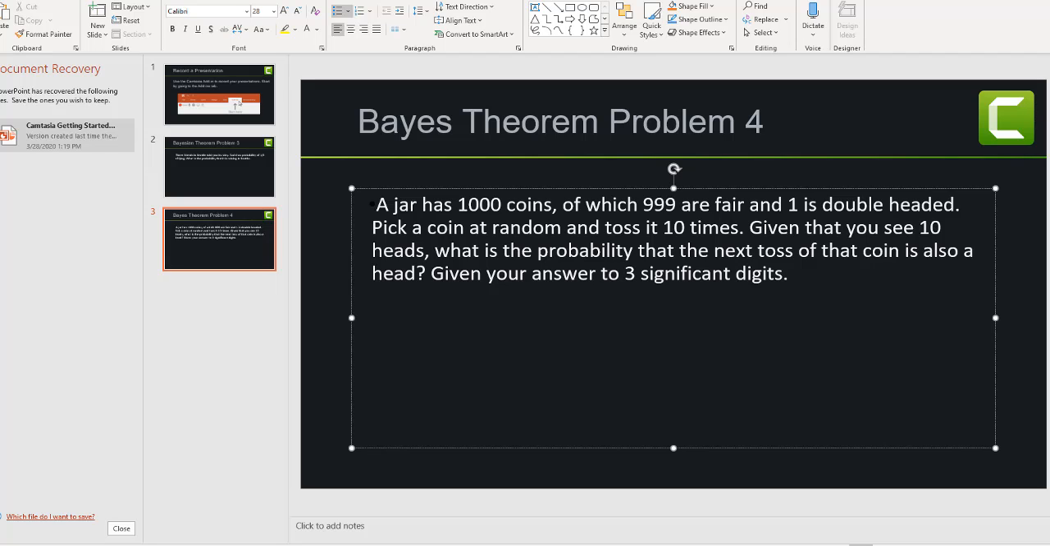And now you see that each of those 10 times you see head. Then the question is, what is the probability that if you toss the coin again, you will see a head? And then the question asks, give your answer in 3 significant digits. So essentially asking us to be a little bit more precise.